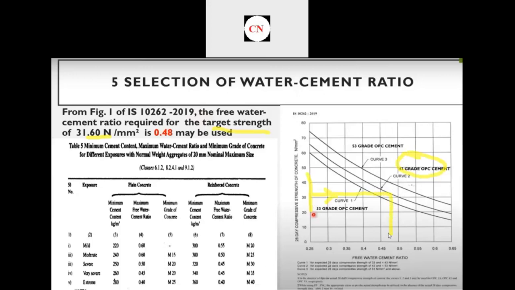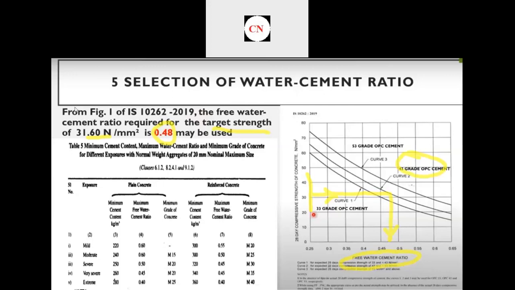Now we extend this point vertically downward. Wherever it touches the horizontal axis, that value should be referred to as the free water cement ratio. If you carefully follow this procedure, you will come to know that somewhere around 0.48 will be the water cement ratio. This is one criterion of choosing water cement ratio using IS 10262:2019.